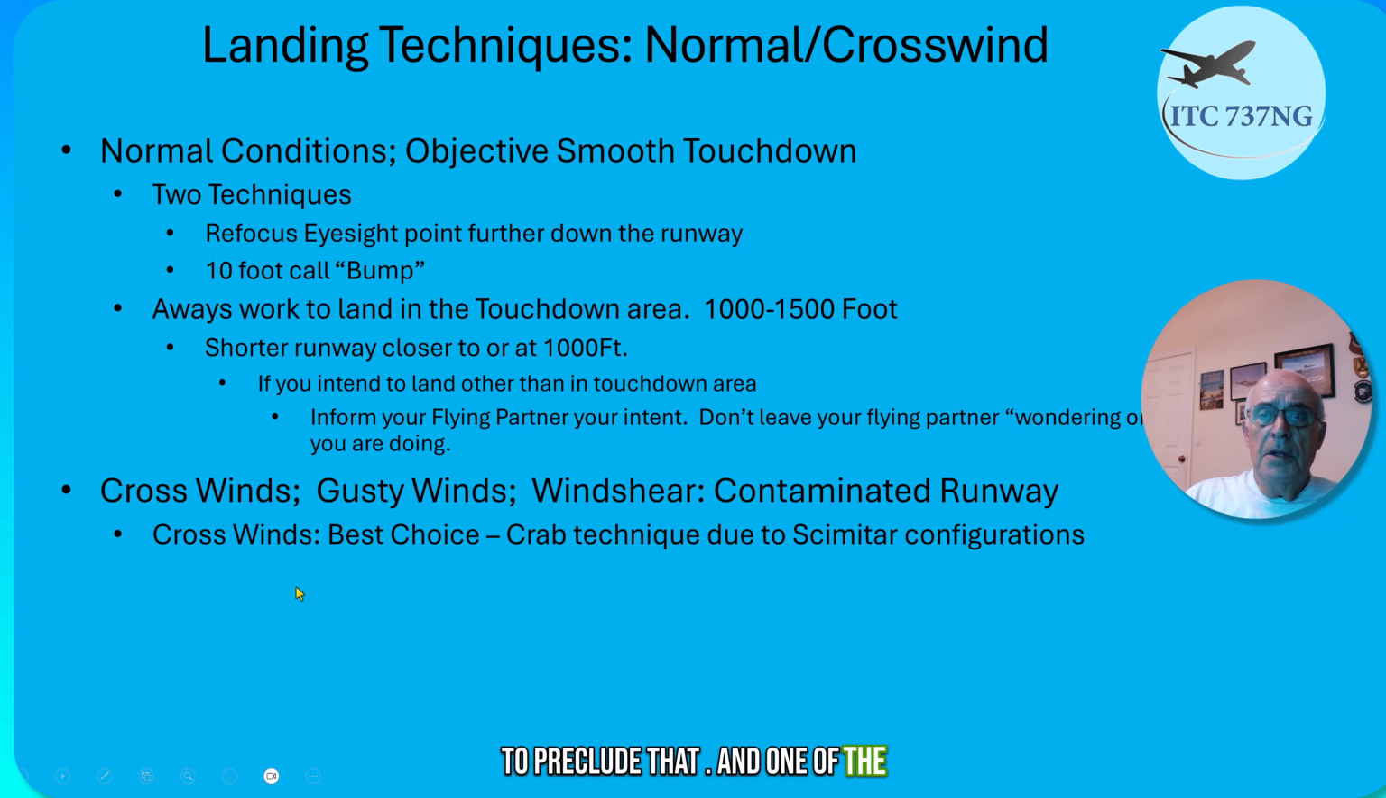And one of the things I mentioned earlier too is that the 737 is designed to be able to land in a crosswind condition, even with a slight crab. I'm not talking about a big crab, just a slight crab. If you have a slight crab that falls within the parameters of the autoland system, you're fine landing with the crab technique.